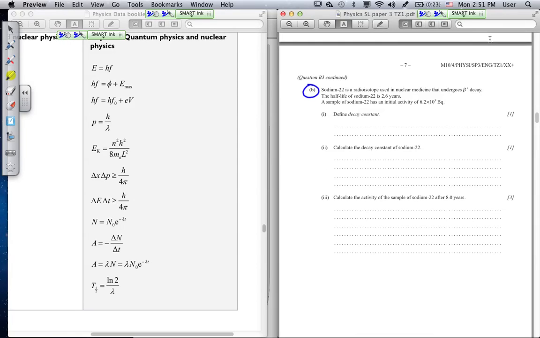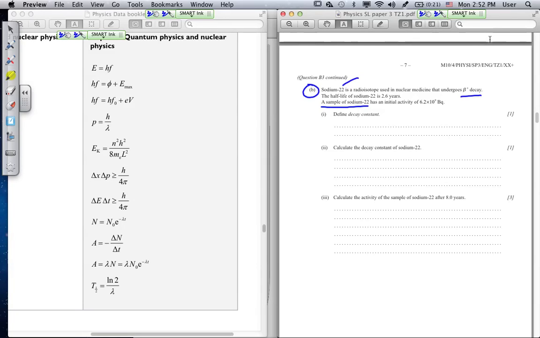Moving on to B, sodium 22, this is the mass number, is a radioactive isotope used in nuclear medicine that undergoes beta plus decay. The half-life of sodium 22 is 2.6 years. A sample of sodium 22 has an initial activity of 2.6 times 10 to the 9 Becquerel.